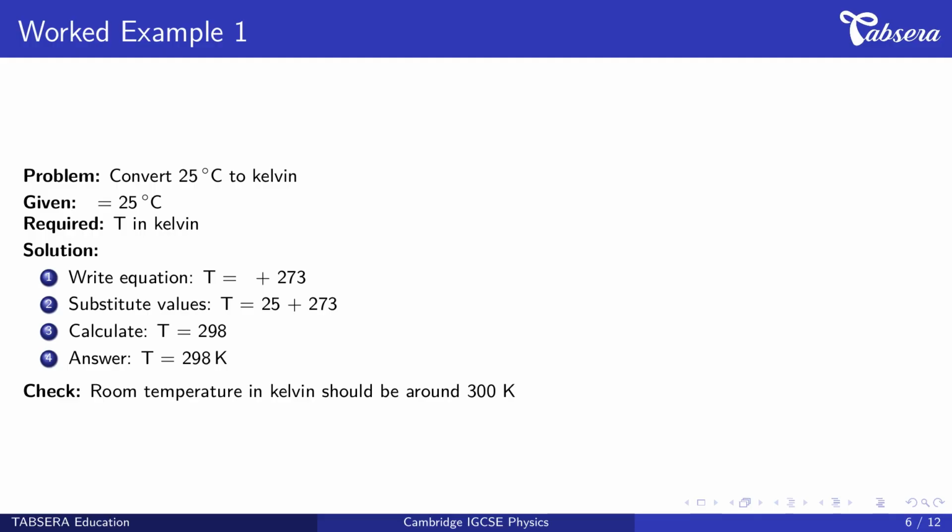Step 2. Substitute the values. We write T equals 25 plus 273. Step 3. Calculate. 25 plus 273 equals 298. Step 4. State the answer. The result is T equals 298 Kelvin. We can check this makes sense. Room temperature in Kelvin should be around 300 Kelvin, so our answer of 298 Kelvin is reasonable.